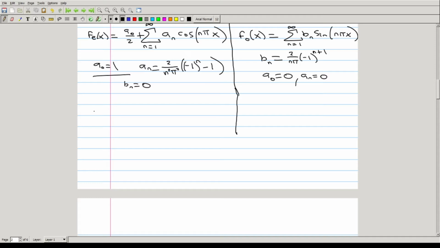And what this means then is that the total energy contained in the even extension will be a naught squared over 2 plus the infinite summation from 1 to infinity of an squared, and the bn's are 0. I'll just put a naught squared here, our general formula.